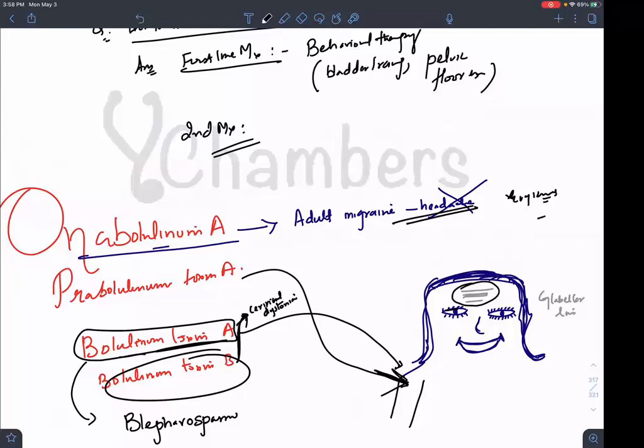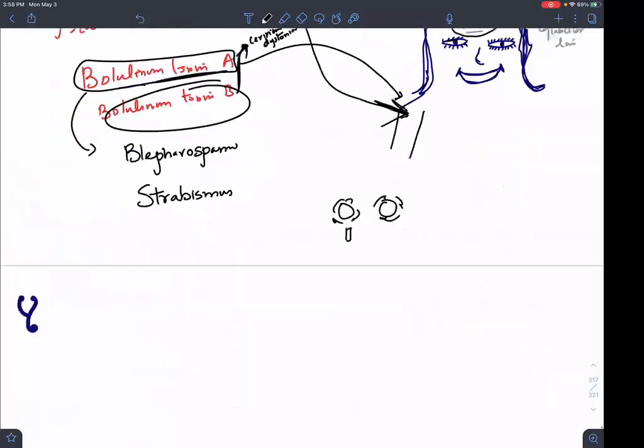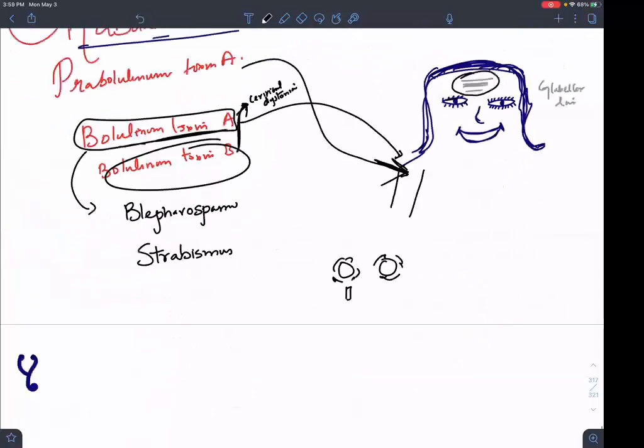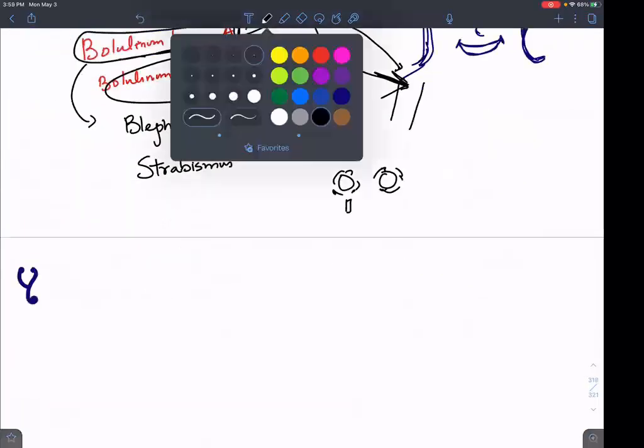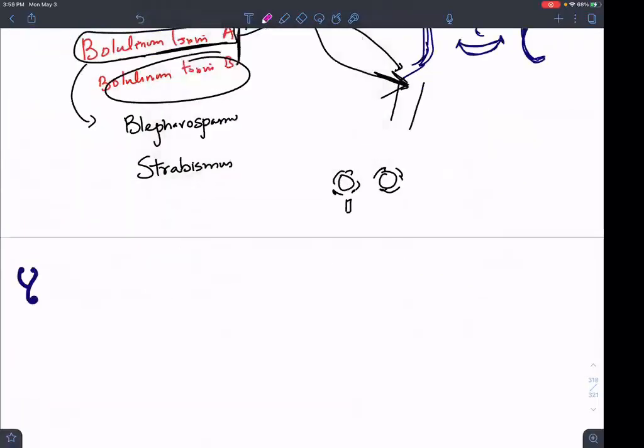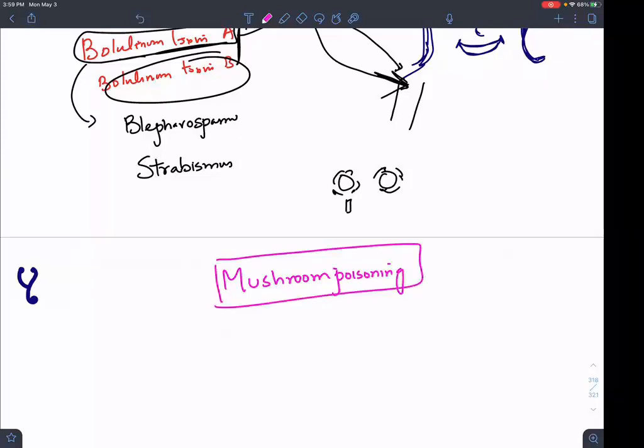Now I want to end this parasympathetic anticholinergics topic with mushroom poisoning. Pink color for girls, isn't it? Mostly girls in our class. So, mushroom poisoning: there are species of mushroom.